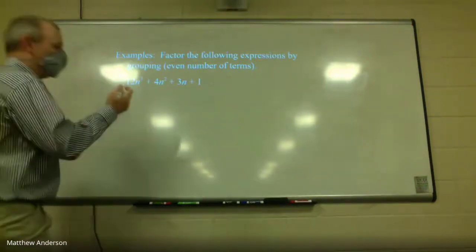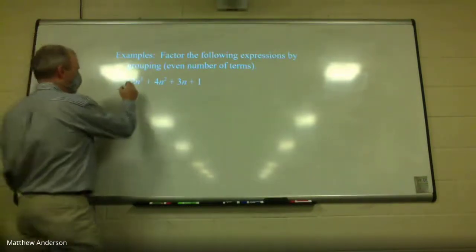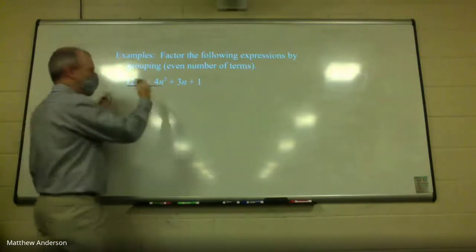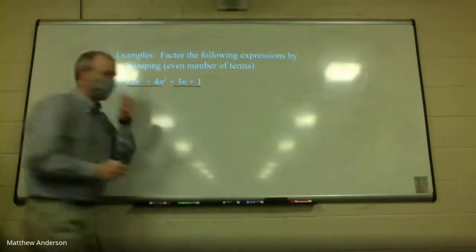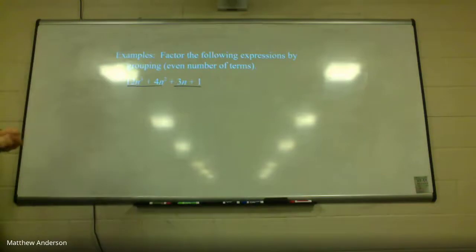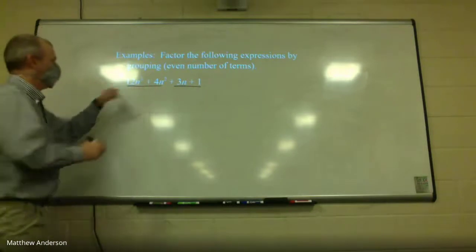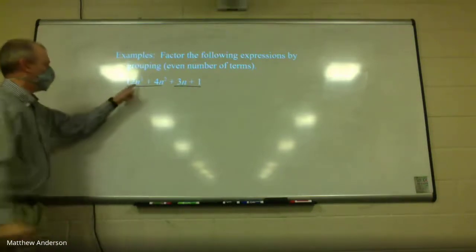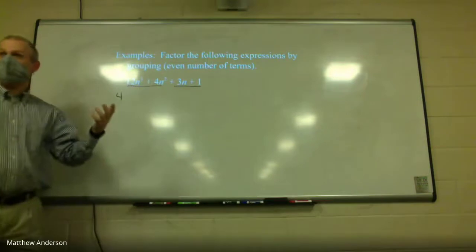So what we do is we look at the first half and then the second half. And we ask ourselves, in the first half, the 12n cubed and the 4n squared, is there a common factor that we can take out of just those two terms? They both have a 4 in them, right? 4 divides into each of these. Okay. And this one has n cubed and this one has n squared, so we can take out an n squared from both of them.